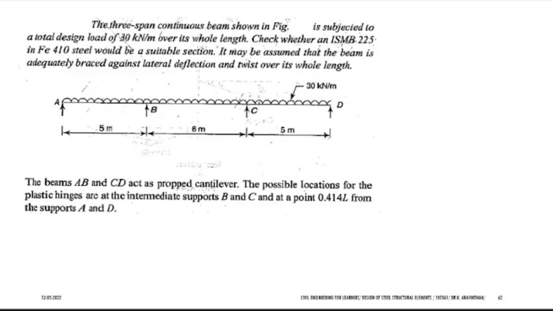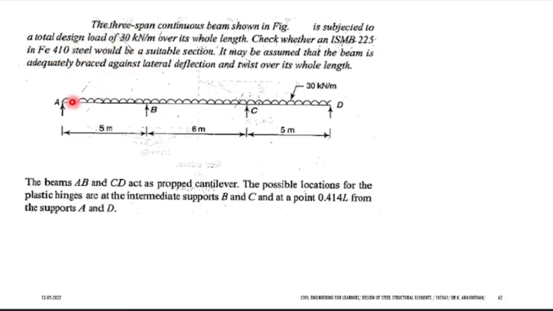And what is MP? M suffix P. P stands for plastic, M stands for moment, plastic moment. See, in this problem, a 3-span continuous beam is given here. They are asking you to check whether ISMB 225, so this is a section, in a grade of 410 steel, is suitable for the given load.